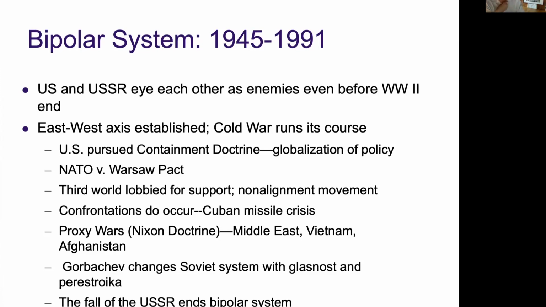So we shouldn't see this bipolar system, where we have arms races and other confrontations, as an ideal situation where peaceful environments happen.